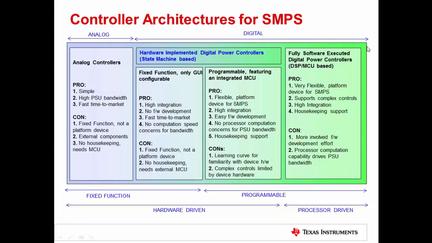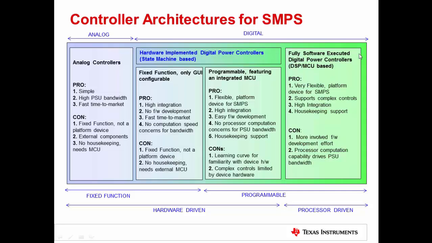Over on the right hand side are the processor driven digital controllers, where software running on a DSP or a high performance MCU is tasked with executing all the high speed and low speed functions of the power supply. These are very flexible solutions, can be used as a platform device for implementing different control architectures, and since everything is implemented in software, they can be used to support complex control algorithms. Also, the availability of the processor helps to implement housekeeping and communication functions.